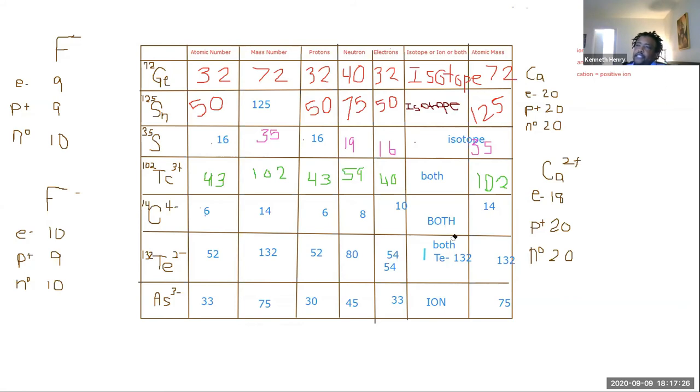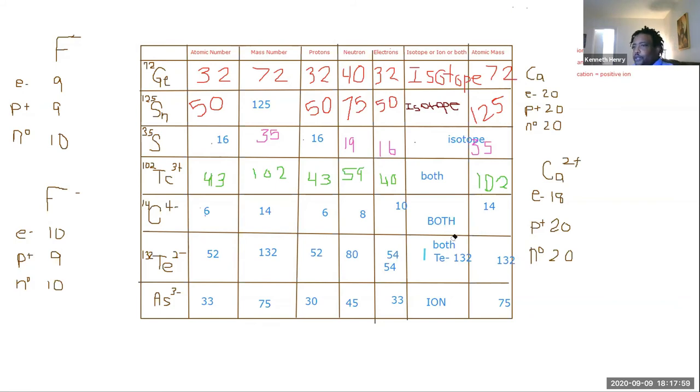Okay. Carbon-14, 4 minus. So its atomic number is 6. Its mass number is 14. Its protons is 6. Its neutrons is 8. Electrons is 10. And it is both. And its atomic mass is 14. That is correct.